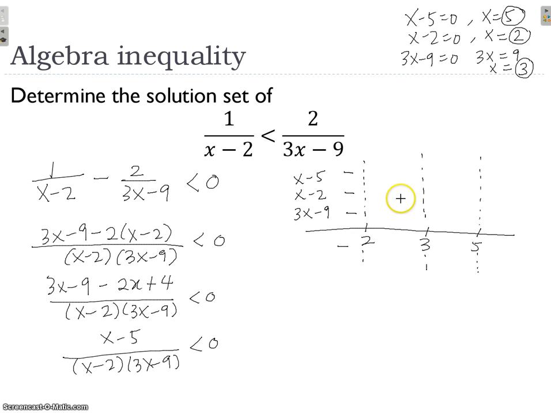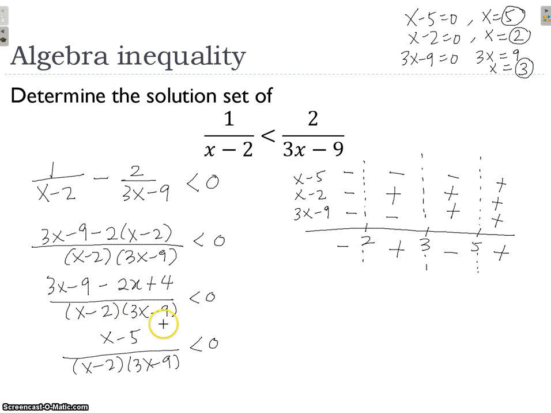We will repeat exactly the same thing for the intervals between 2 and 3, between 3 and 5, and greater than 5. For example, we choose 2.5 for this interval, we choose 4 for this interval, and then maybe we choose 6 for this interval. If we continue all this process, we will get all these signs. Negative, positive, negative gives positive; negative, positive, positive gives negative; and then the combination of these 3 signs is actually positive.